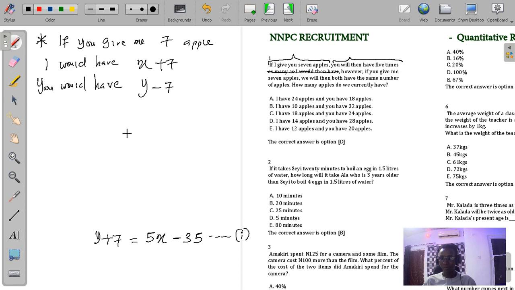Okay? So I've been able to interpret, if you give me seven apples, then we have these two results. We will then both have the same number of apples, right? That means this is equal to this. You get that logic? If you give me seven apples, I'll add to my own, I'll subtract from your own. And the result is they both have the same number of apples. So I'm going to equate these two expressions together. That is x plus 7 is equal to what? Y minus 7. And this is equation 2.